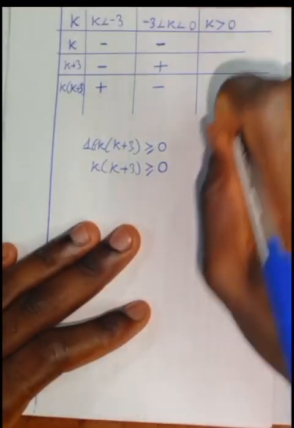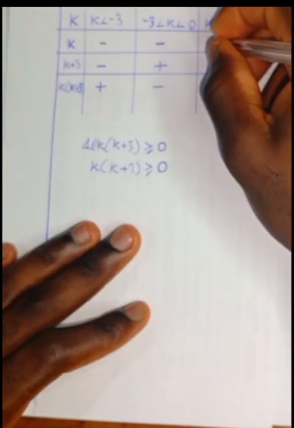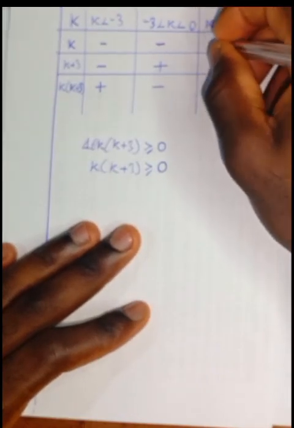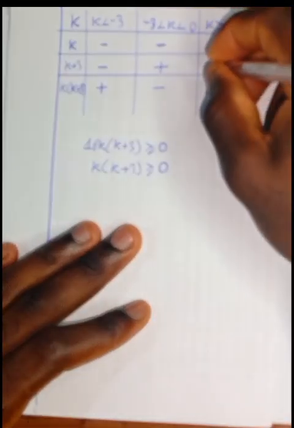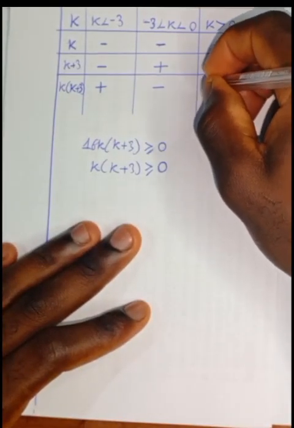Next, we have to check the sign of values of k greater than 0. If we take, for example, 4, the sign of k is positive. 4 plus 3 is 7, the sign is positive. Positive times positive gives us positive.